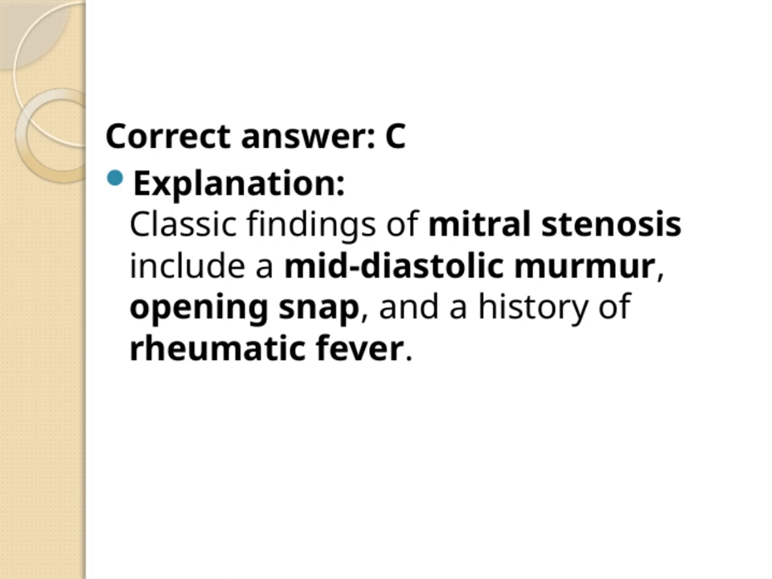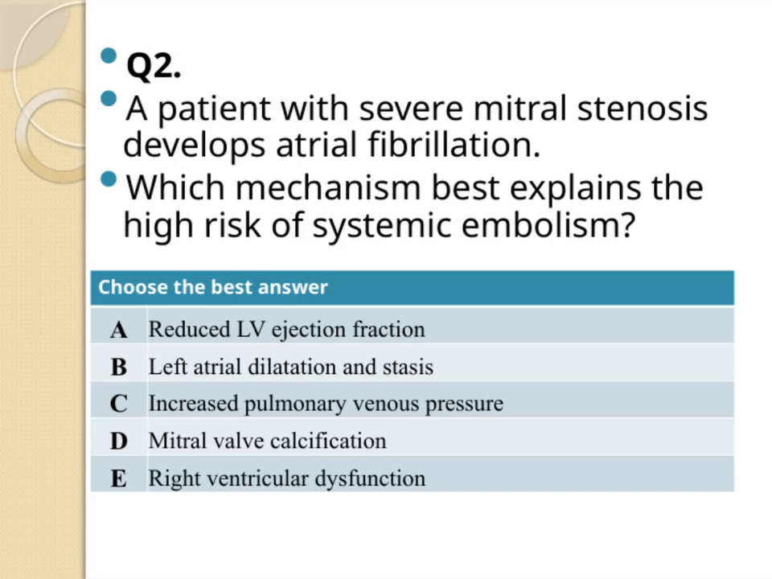Remember, these findings are central to understanding mitral stenosis and its clinical presentation within the broader context of valvular heart disease. All right, let's take a look at this question. It asks us to identify the best explanation for the high risk of systemic embolism in a patient with severe mitral stenosis who develops atrial fibrillation. Now, the options listed are reduced left ventricular ejection fraction, left atrial dilatation and stasis, increased pulmonary venous pressure, mitral valve calcification, and right ventricular dysfunction.